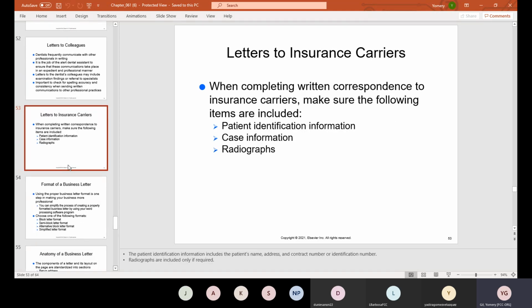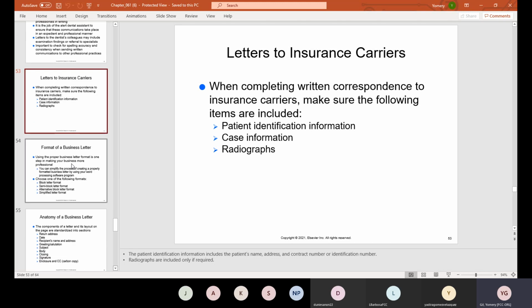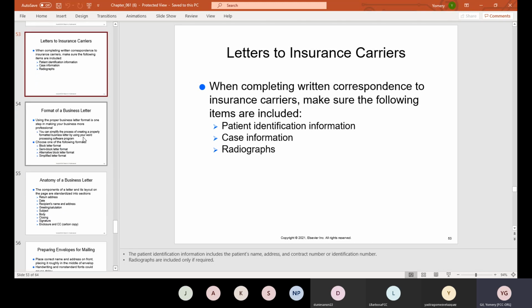Letters to insurance carriers. When completing written correspondence to insurance carriers, make sure the following items are included: the patient identification information, case information, and radiographs. I will let you know that for the most part this is the job of the front desk, but that does not mean that you will never get to do it, because sometimes you will.